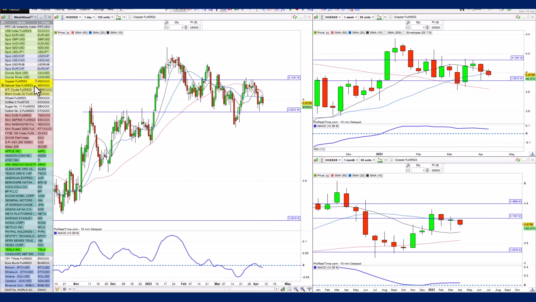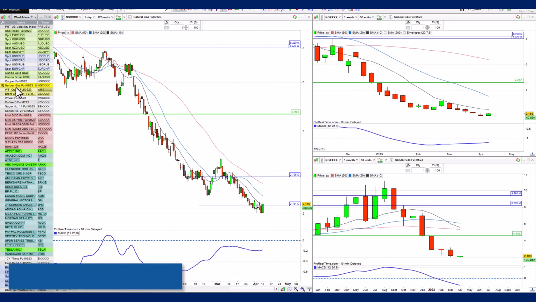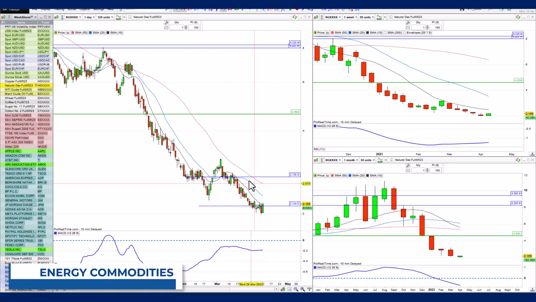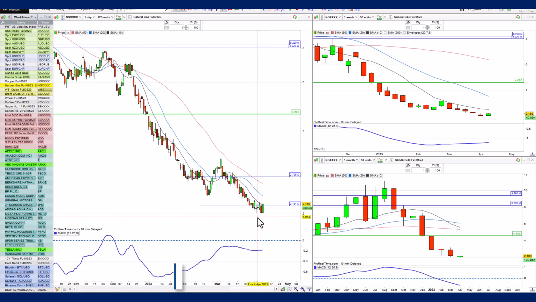Copper itself, bit of a mess. I'm going to pass on that. Nothing of real interest there. And you can see now, again, natural gas. I've spoken about this. It's really trying to turn around. There's a lot more green candles in this area. There's some bullish divergence. So there's a whole lot of signs that this is running out of steam.